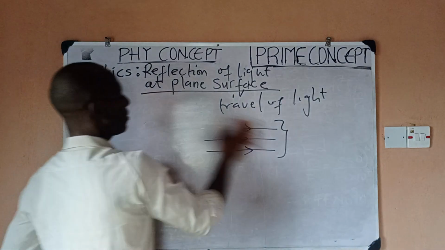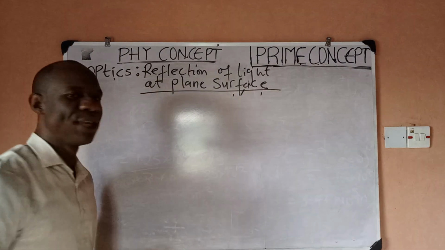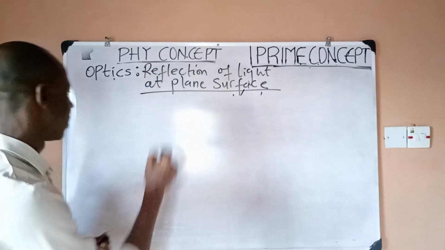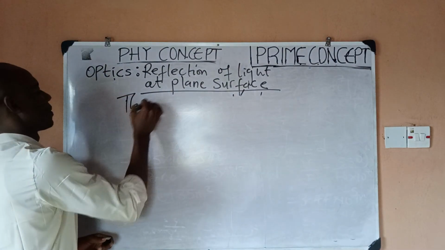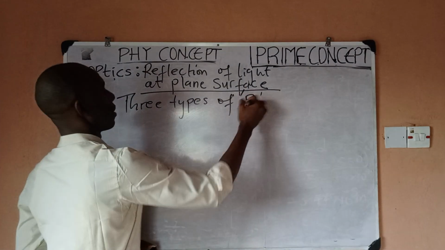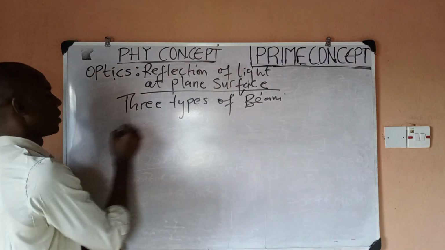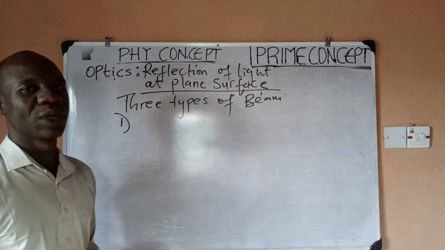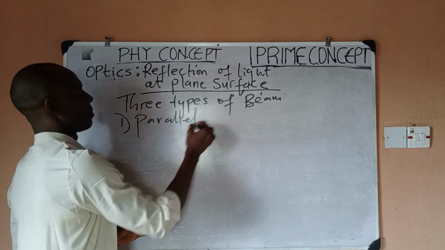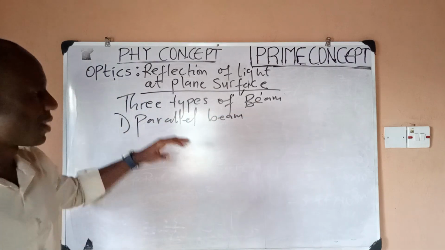So if we consider a beam, we can have three main types of beams. There are three types of beam. Number one type of beam we have is what we know as a parallel beam, or you can say parallel rays. So that is number one.